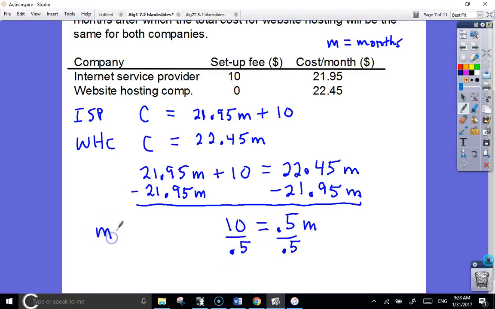So in how many months are their costs the same? So that should be 20 months. And so which one becomes cheaper after that? Yeah, the internet service provider has a monthly fee which is less. So once you get to that point, you've paid off that initial fee, and you're making money on it. So if you plan to have it more than 20 months, you definitely want to go for that.